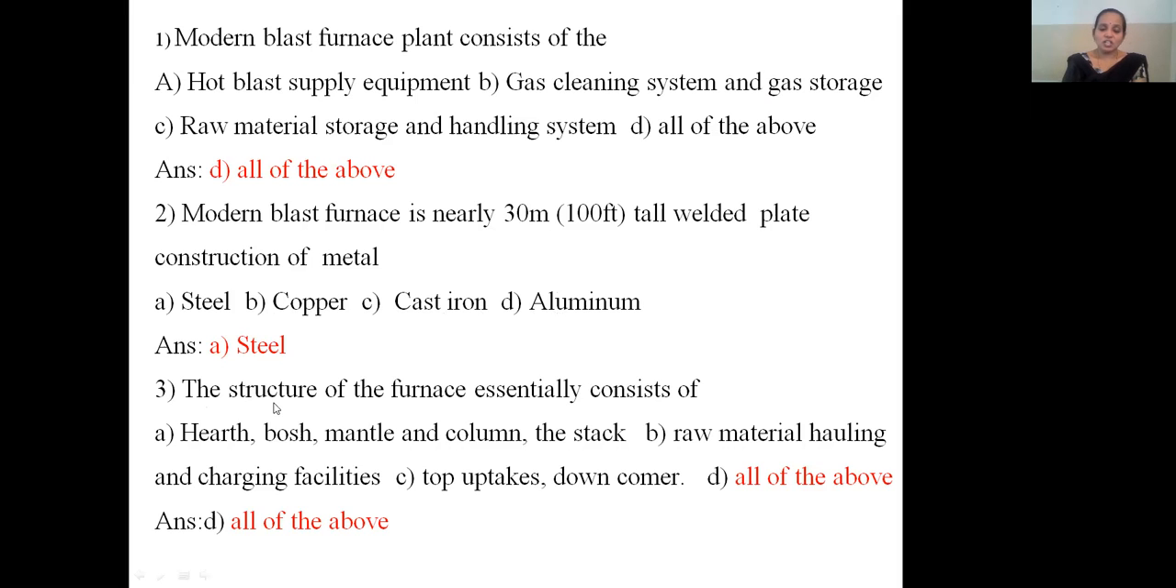The third question: the structure of the furnace essentially consists of hearth, Bosch, mantle and column, stack, raw material handling and charging facilities, top, uptakes, downcomer, or all of the above. The structure of the furnace essentially consists of everything from the furnace proper: the hearth, the different zones, Bosch, mantle and column, and stack zone. Then the raw material handling system, which is an auxiliary unit, the charging facilities, and uptakes and downcomer, everything. So the answer is all of the above.